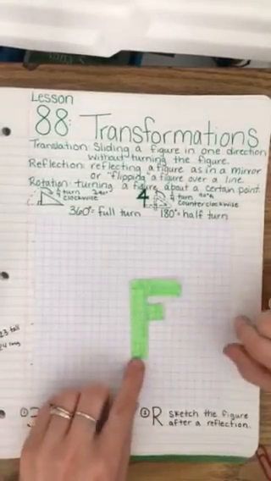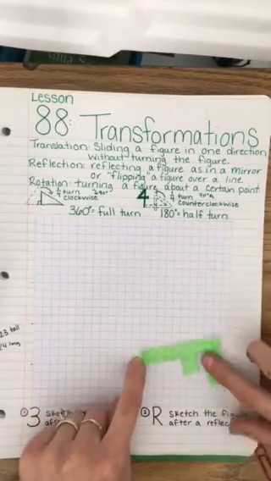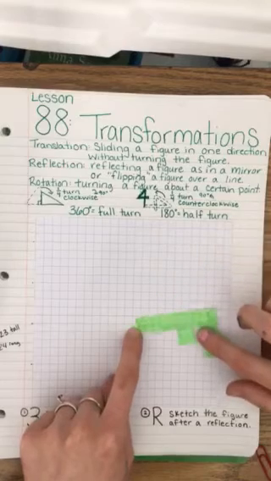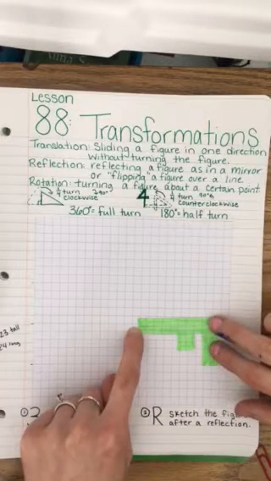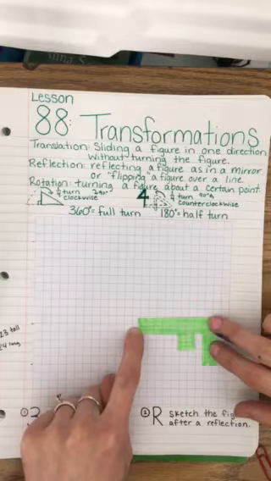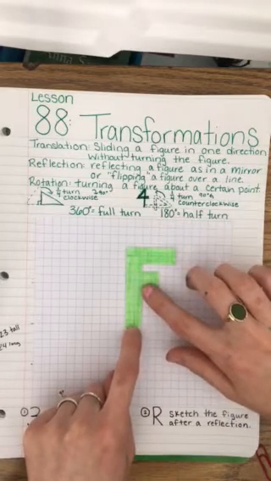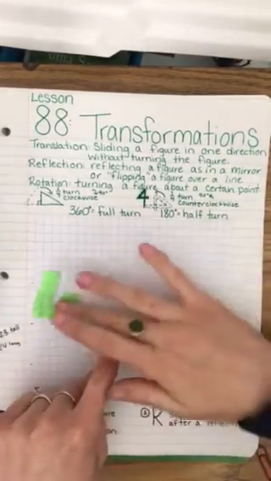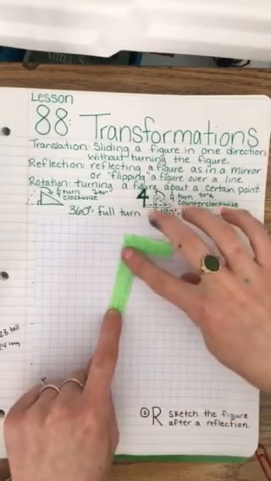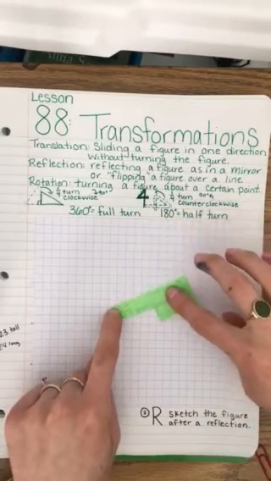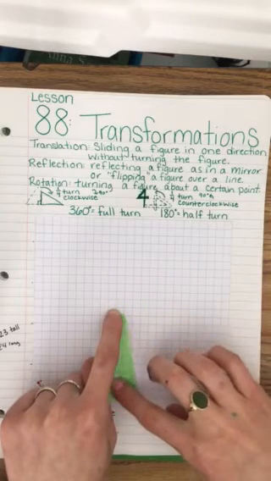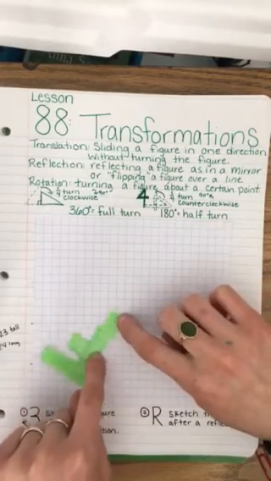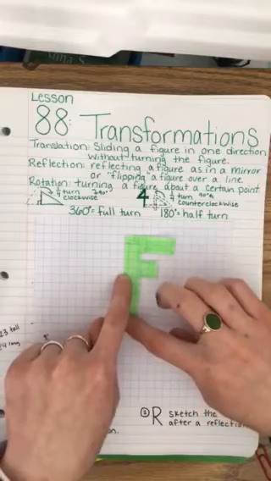A rotation is turning a figure a certain way, okay? So if I had my F like this and I turned it like that, that would be a 90-degree clockwise turn. If I had it like this and then I turned it like that, that would be a 90-degree counterclockwise turn, because if you think of a clock, the clock's hand goes this way, so that is clockwise, the same way as the clock. This would be a 180-degree or a half turn, and then if you kept going, this would be a 360-degree or full turn.